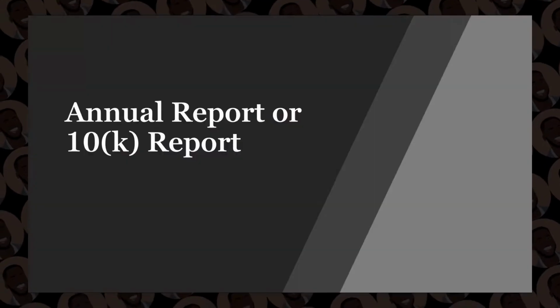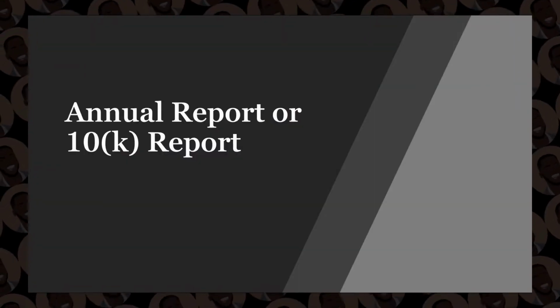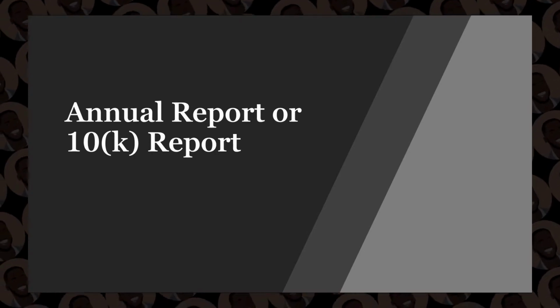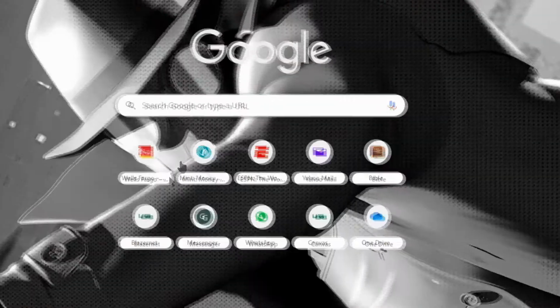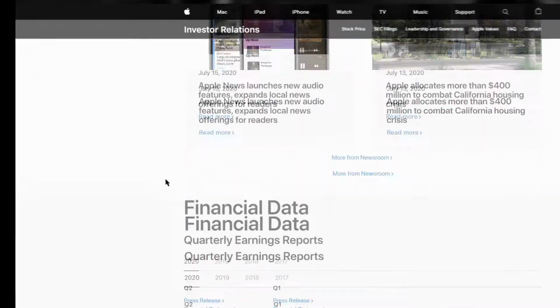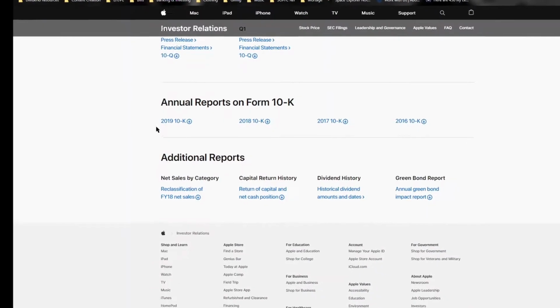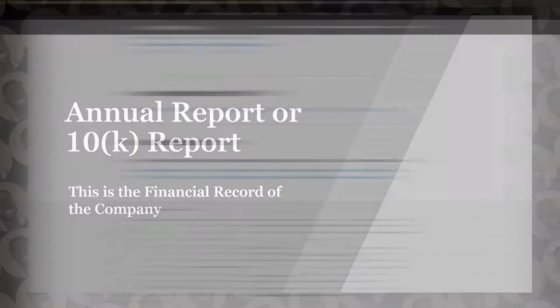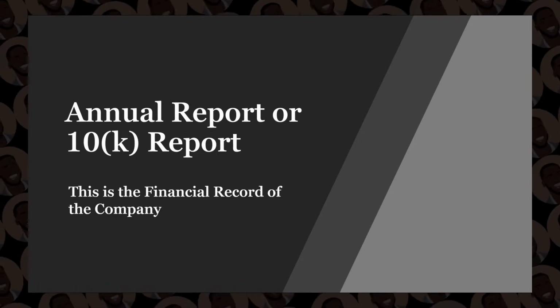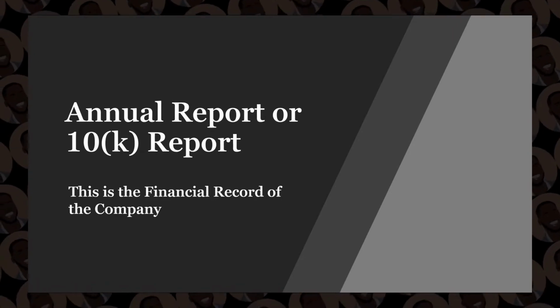So anyway, the first thing you're going to look at is something called the annual report or the 10K report. Now, this is not that hard to find. You can go on Google and search what is the 10K report for Apple or annual report for Apple, anything like that. Basically, the annual report is the financial record of the company. It tells you exactly how the company is doing, all the ins and outs of how the company has performed over the year. And you want to compare those reports year over year.